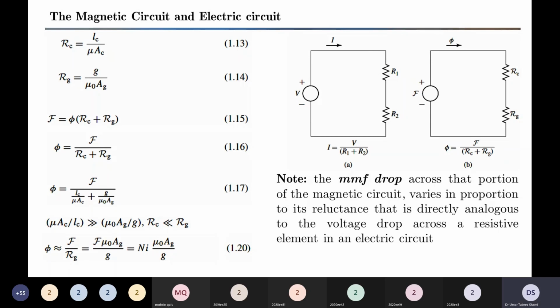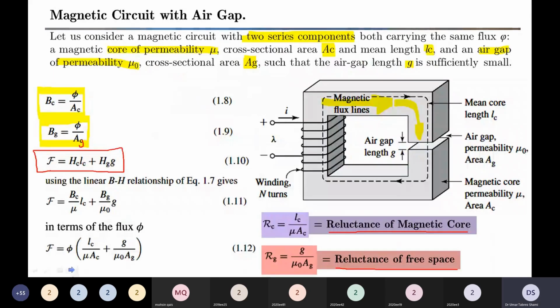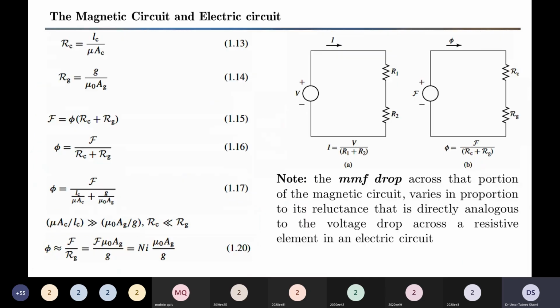And then from equation number 1.12, in this equation number 1.12, you replace LC over mu AC with the reluctance of the core, and we can replace G over mu naught Ag with the reluctance of free space. What do we get? We can recreate 1.12 into equation 1.15. That is, the MMF is equal to flux into the reluctance of core plus the reluctance of free space.